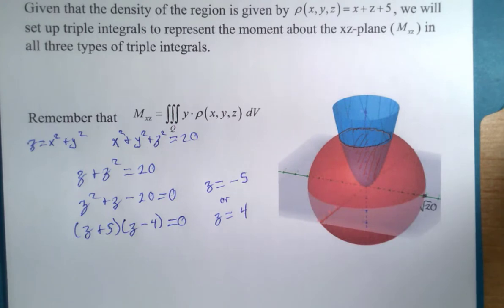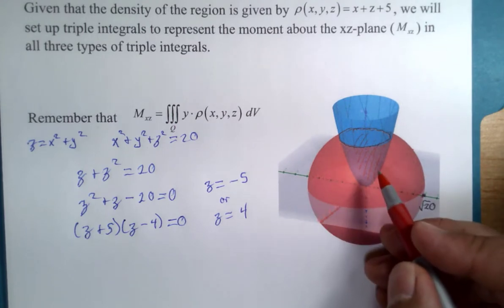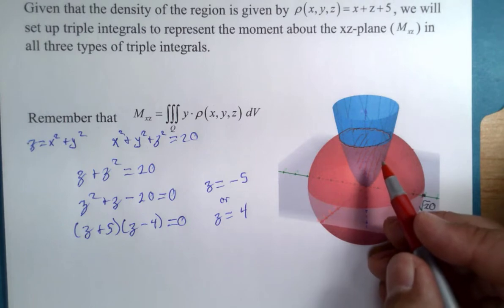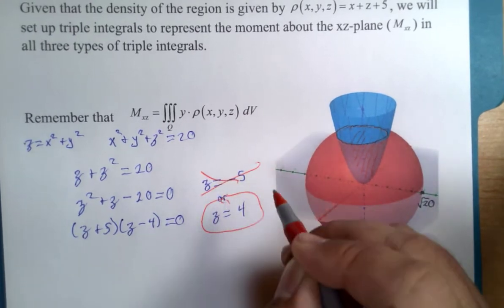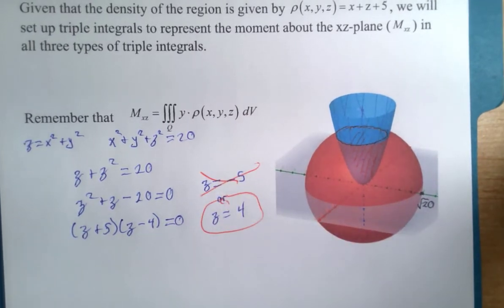But z cannot be negative, because we'll just look at the picture. We're looking at values where z is positive only, so we will not consider that. So there is a z value. Now, that's not the end of the story. That's just a good place to begin to figure out what's going to happen next.